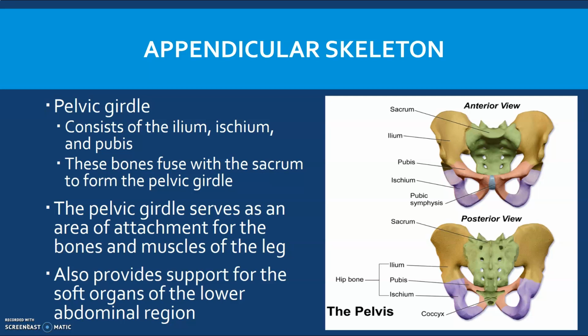When you place your hands on your waist, you can feel the upper part of the ilium, and this is called your iliac crest. Another function of the pelvic girdle is it provides support for the soft organs of the lower abdominal region.